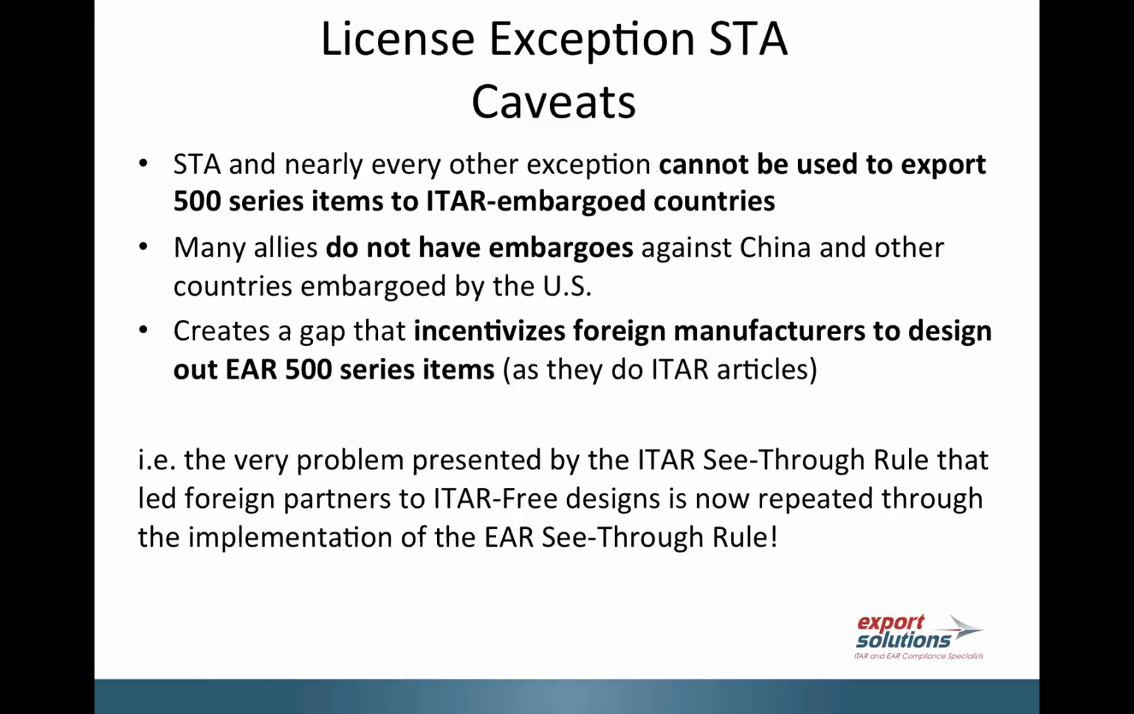Here are some caveats to STA. And this is where we're getting into that not-so-fast, hold-your-applause thing. Nearly every other exception can't be used to export 500 series items to ITAR embargoed countries. So if somebody's embargoed, they're still embargoed. Be advised that many of our allies do not have embargoes against China and other countries embargoed by the U.S. You have to be cognizant of that.